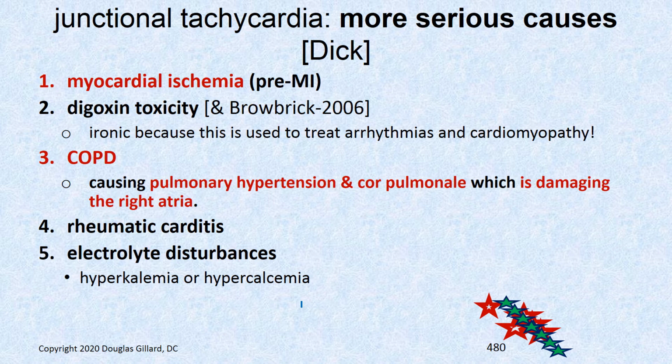Digoxin toxicity. Grandpa and grandma take too much digoxin. It can make the heart twitchy, and you could go into this. Kind of ironic because digoxin sometimes is used to treat cardiomyopathy and arrhythmias, but you don't want to take too much of it. Pulmonary hypertension caused by COPD, where the right atria is all stretched out, damaged. When it gets stretched out and damaged, it gets twitchy and jumpy, and it's prone to throw an ectopic foci or two. And in this case, the ectopic foci is going really fast. Rheumatic carditis, we're not going to get into that. It happens, but it's more rare. Hyperkalemia.